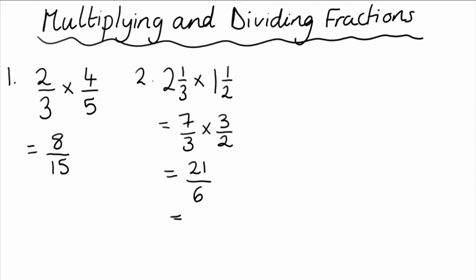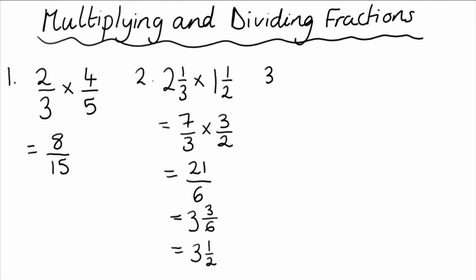So 6 goes into 21 3 times, because 6 3s are 18, with 3 left over. The denominator is 6. So 3 and 3/6, which is the same as 3 1/2. If you wanted, you could divide the 21 and the 6 by 3 to get 7/2, and you could just leave your answer as 7/2 if you wanted to.